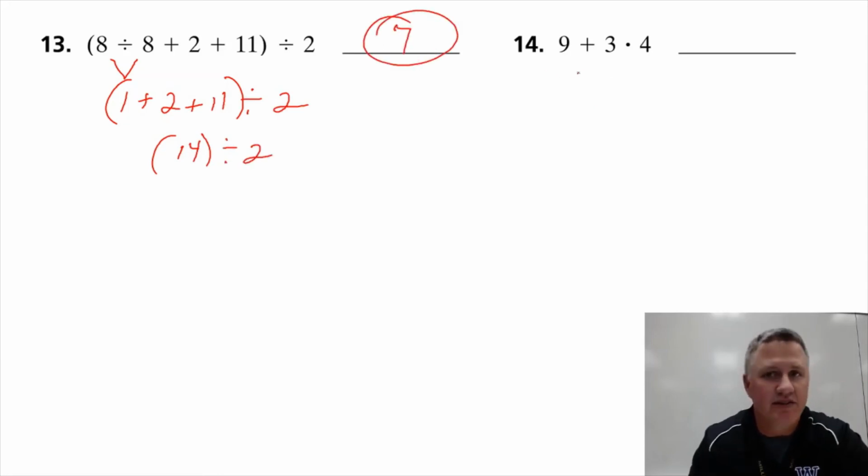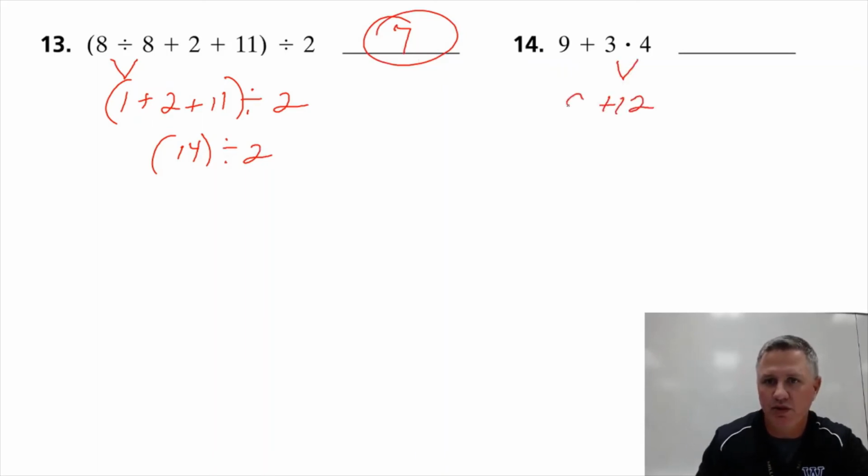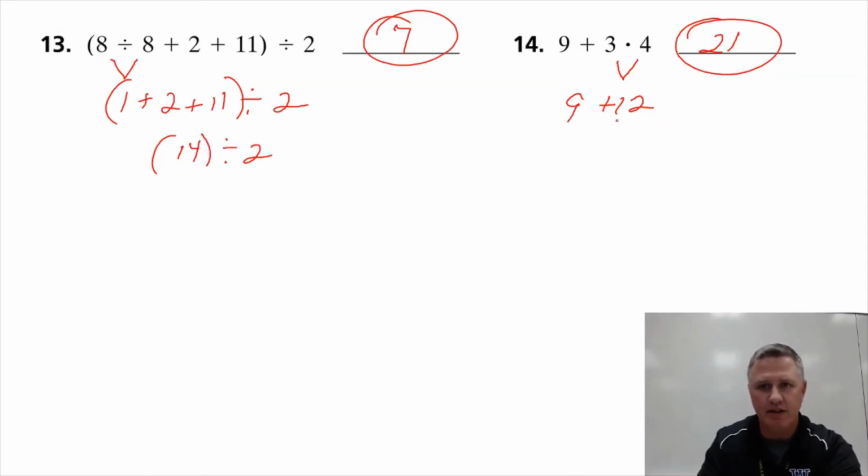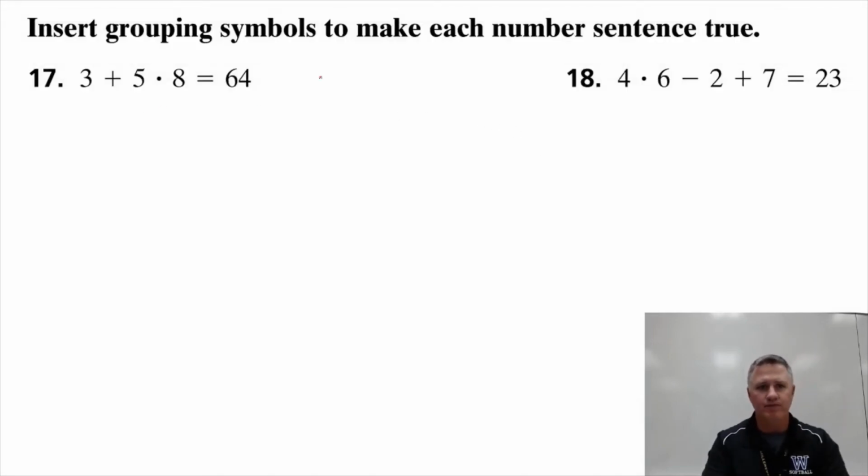This guy, very tempting to do 9 plus 3, but 3 plus 4 comes first. 12. 12 plus 9 is 21. All right, we got 6 problems left. Did I? Yes, okay. 14. All right, we're on to 15 and 16. Whoop, did I miss 15 and 16? We'll go over those at the end.